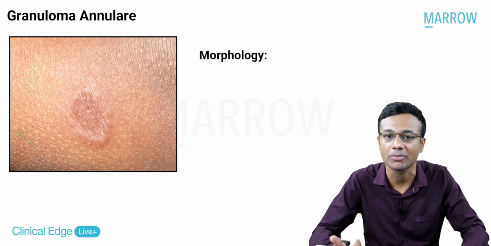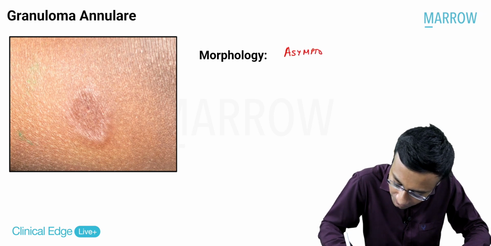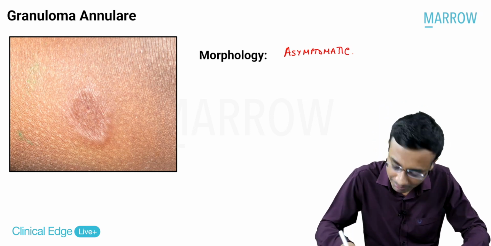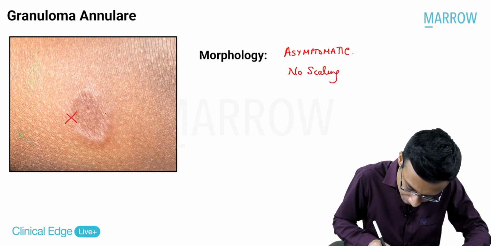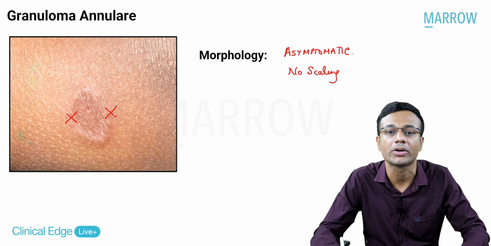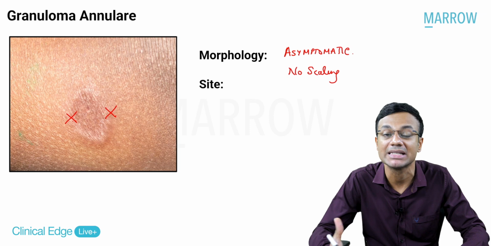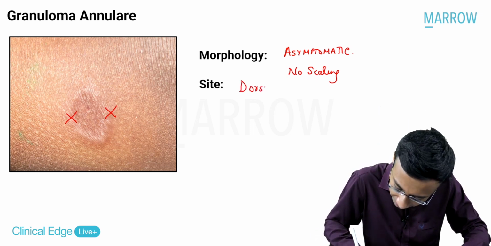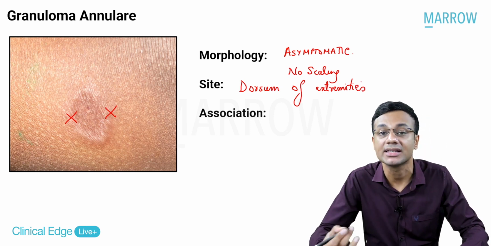Whereas when I look at granuloma annulare, again the annular plaque, again the central clearing, how will I distinguish? Very, very important, granuloma annulare is an asymptomatic condition. So there is no itching here. So this is number 1. Number 2, very, very important, there is no scaling here. So no scaling, no itching. These are the two important no's for granuloma annulare, which will help us to distinguish from tinea corporis. And please remember, generally, the site of distribution is going to be on the dorsum of the extremities.